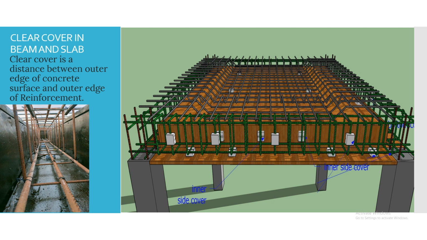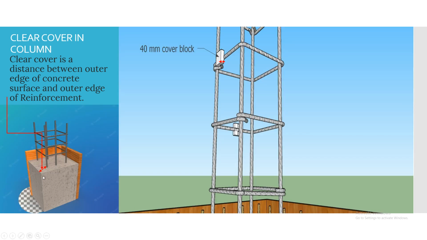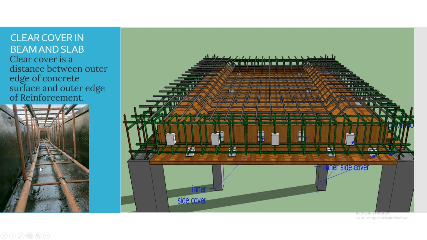As you can see in the last slide, here after the use of concrete, it will look like this. For better understanding, before concreting, it will look like this. You can see here is the cover block. So this is the clear cover in a beam and slab. This is your beam and this is your slab. Tell me whether it is a one way slab or two way slab, and tell me why it is provided.